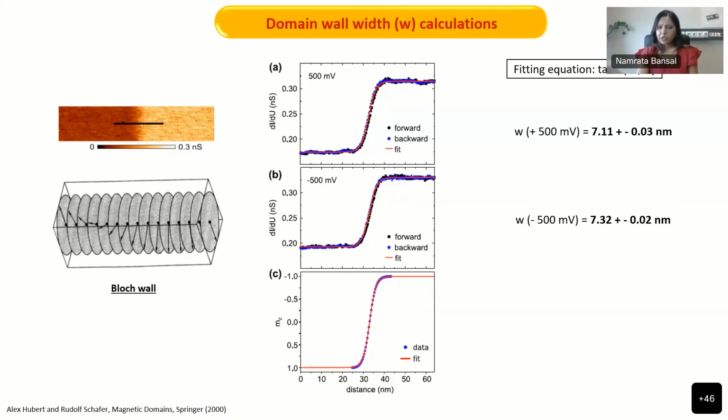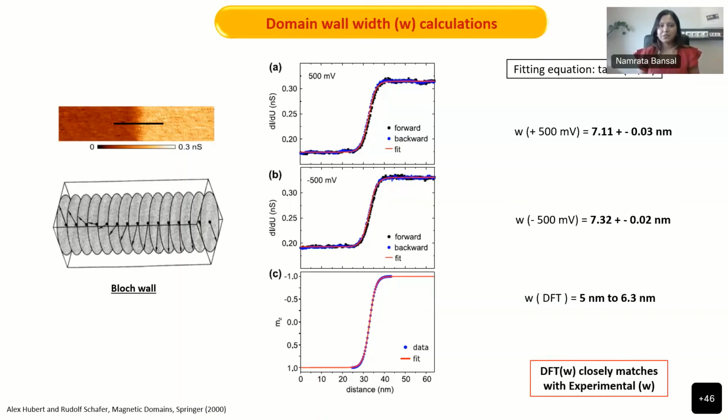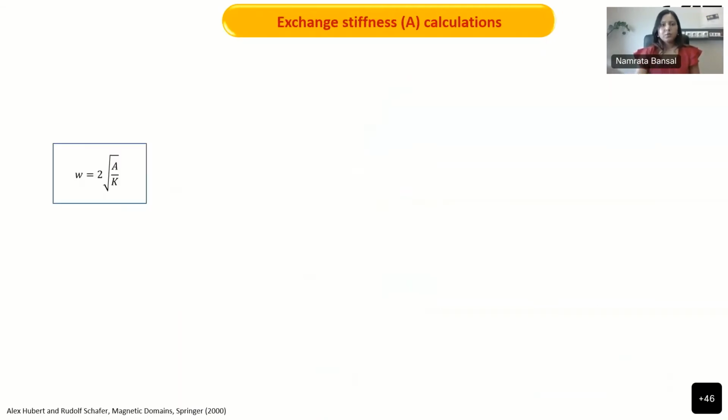Now we have a DFT calculation from which we have also calculated the value of domain wall width, which is around 5 to 6.3 nanometer, and it closely matches our experimental value. Now I will talk about the second part, that is the exchange stiffness calculation.